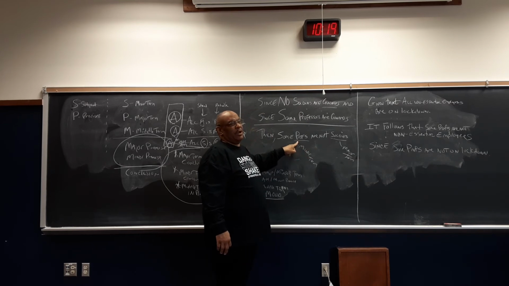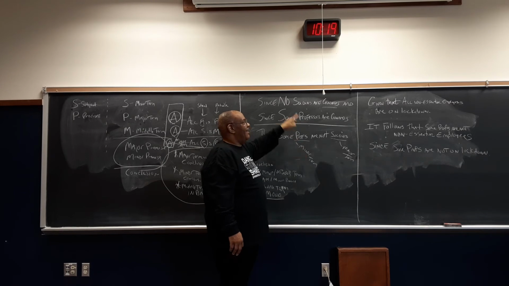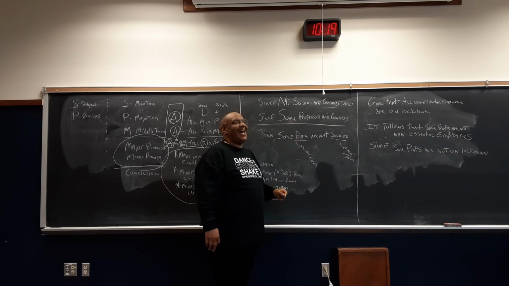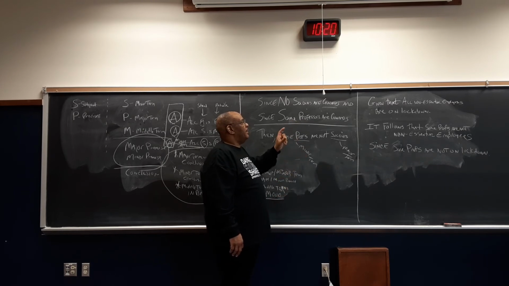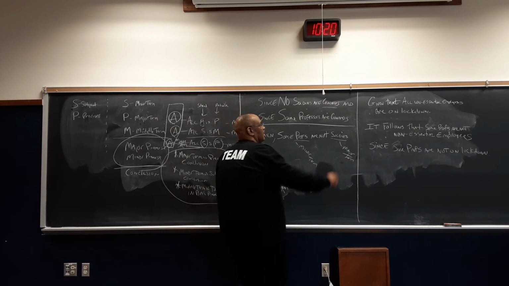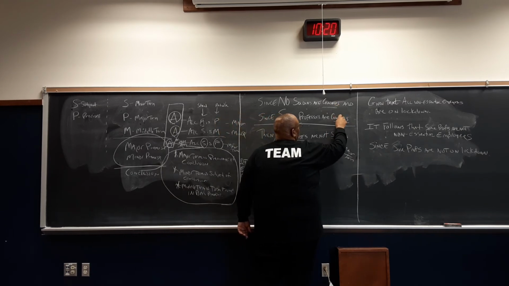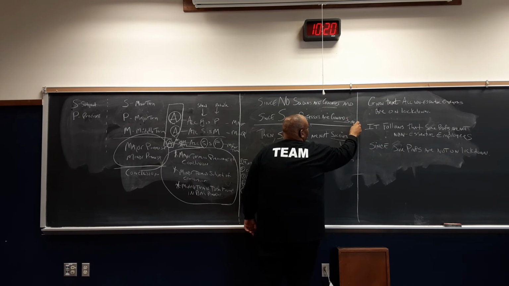Professors is my minor term. Professors is in my minor premise. Bam. I got it all right. The term that's not in my conclusion, or the term that appears twice in the premises, is cowards. Cowards is my middle term.